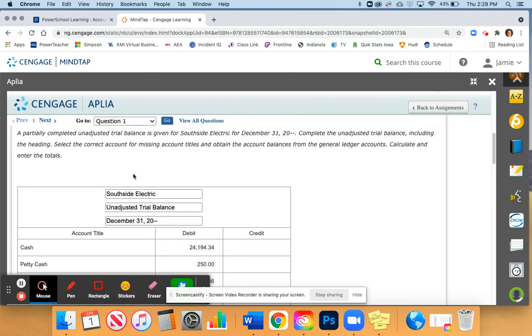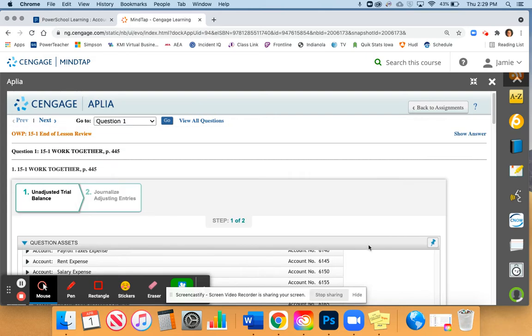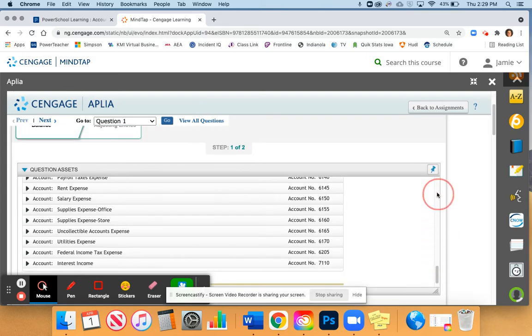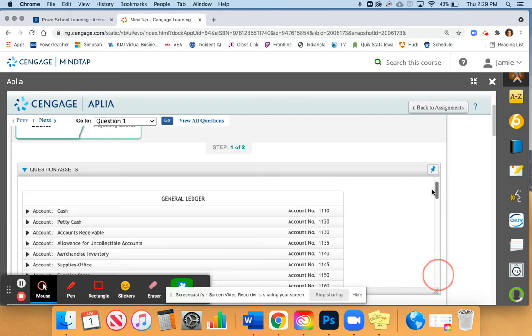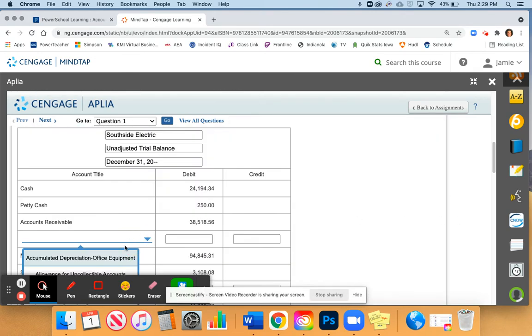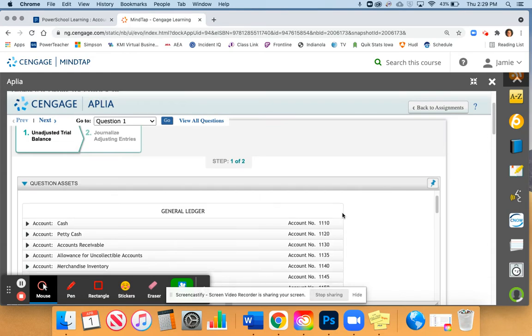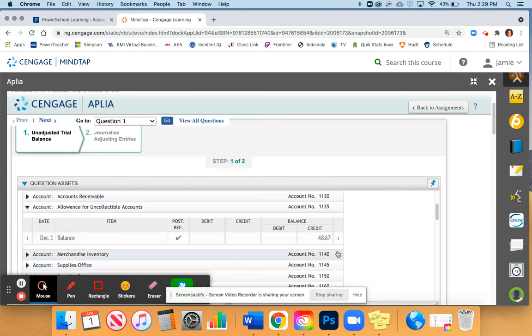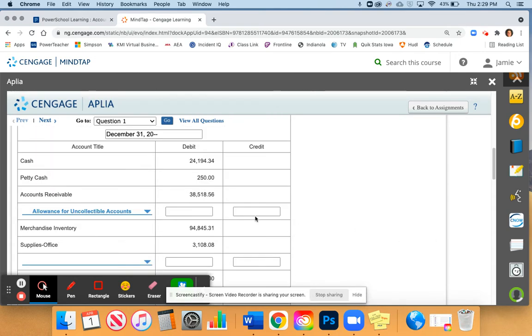So this one, it's in order of the general ledger. So we've got our general ledger up here. So after accounts receivable, we have allowance for uncollectible accounts. And our balance is a credit of $48.67.